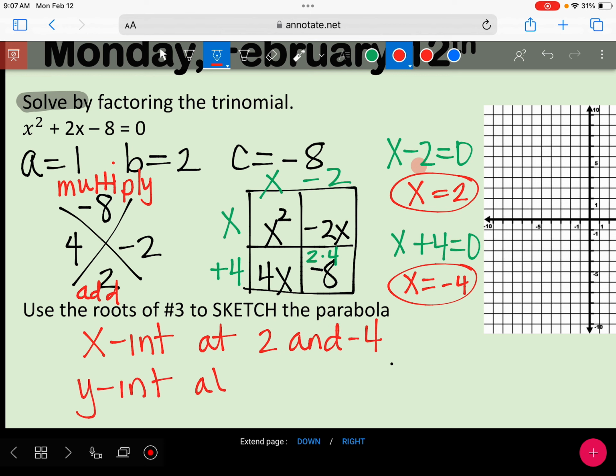Does anyone know where my y-intercept would be? Because we also know our y-intercept. One of these at the top is my y-intercept. Which one of these 3 numbers is my y-intercept? Is it A, B, or C? C. This number is always your y-intercept. So I have a y-intercept at negative 8.